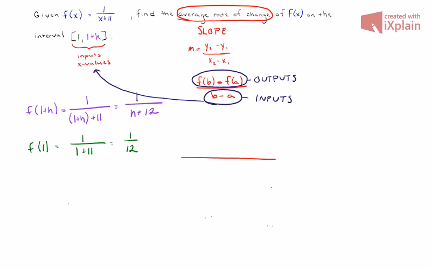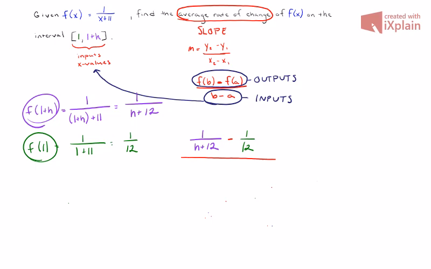All right, so the first portion is going to be f of h plus 1. So I'm going to go ahead and pop that in there. So we know that f of h plus 1, that output is going to be that fraction of 1 over h plus 12. And then we're going to subtract that from our second result, which is f of 1. And we know that's going to be 1 over 12.